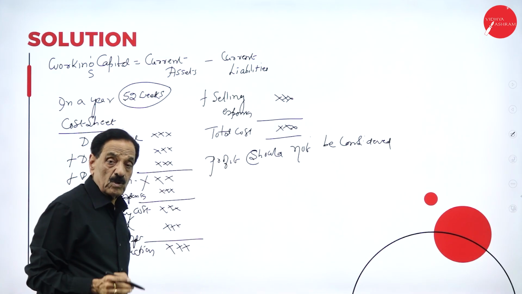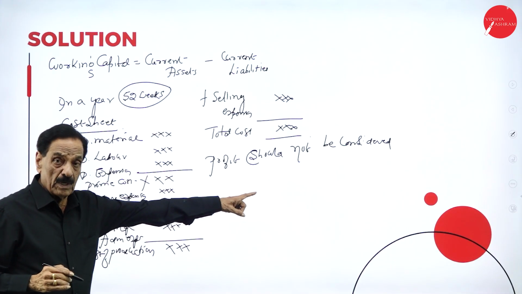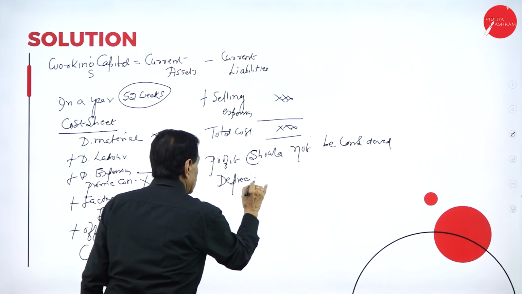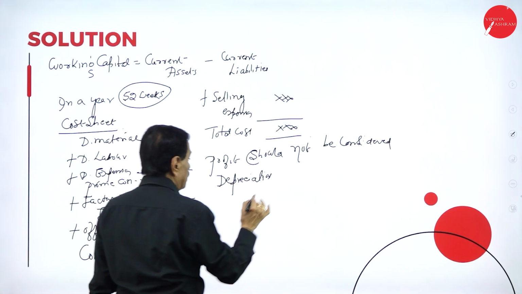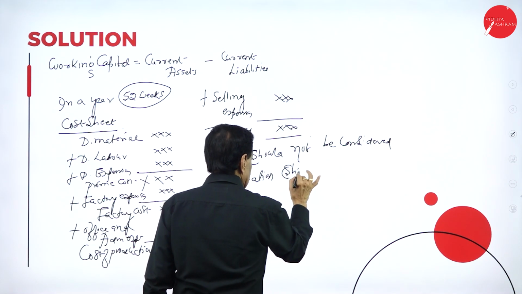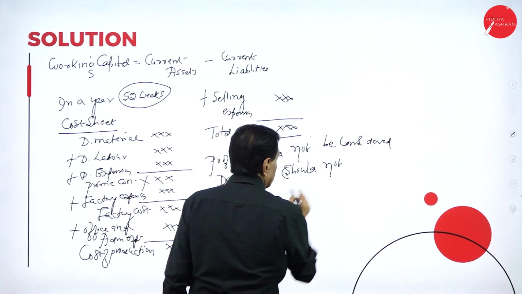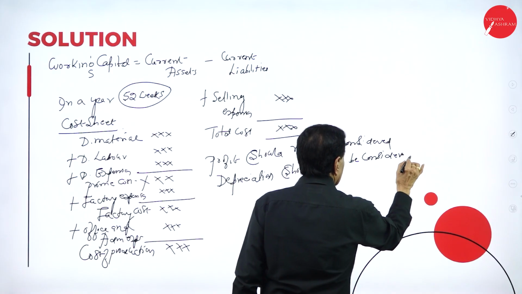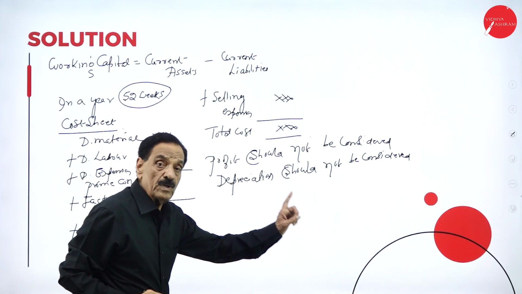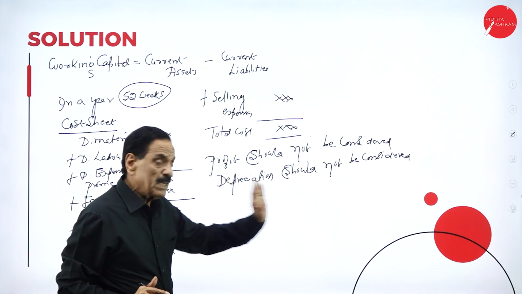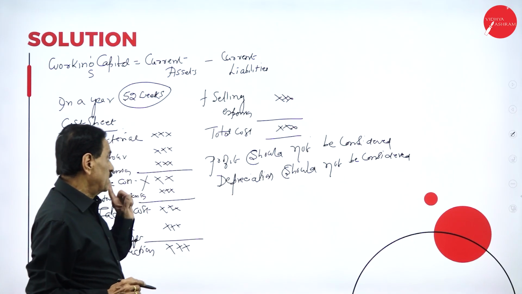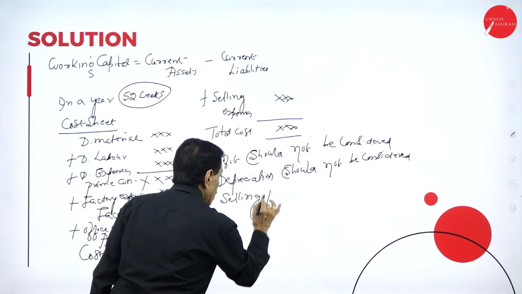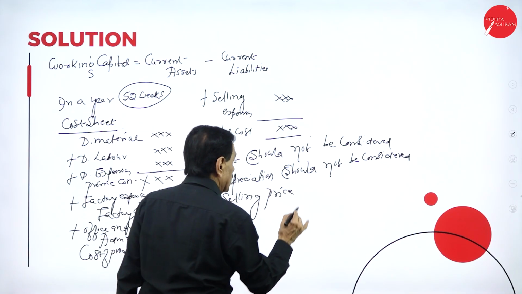While working out the working capital requirement, profit should not be considered. Depreciation should not be considered. So profit should not be taken into account. Depreciation should not be considered. This is important. Selling price should not be considered.